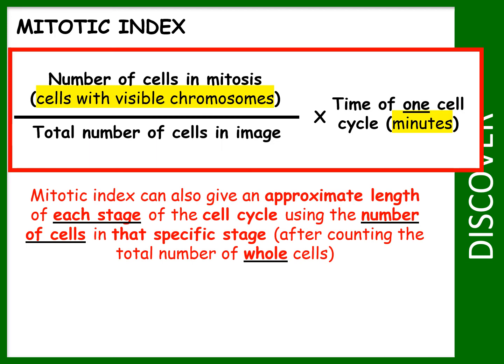Now, what you'll probably find is that anaphase is actually the quickest of the phases in mitosis. So you'd expect fewer cells to be in anaphase compared to, for example, prophase, metaphase, or telophase. And because interphase is actually the longest stage of the cell cycle, you'd probably expect to have the highest number of cells, as a proportion, in interphase within your image.